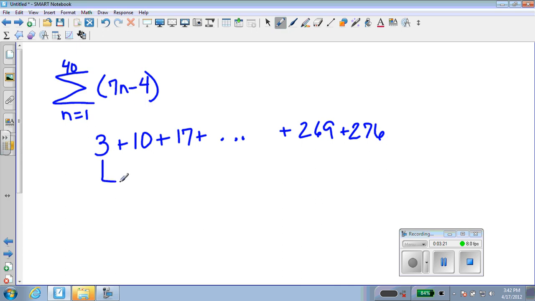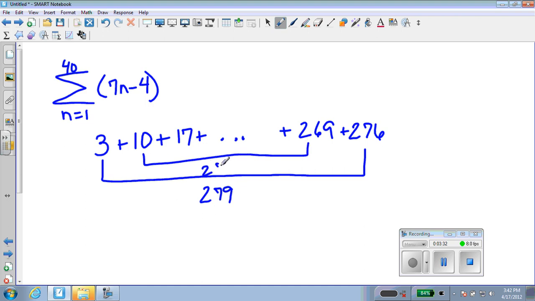And if we try Carl Gauss's trick, 3 plus 276 is 279. 10 plus 269 is 279. Indeed, it's happening. These terms are going up by 7. These terms are coming down by 7. So we're going to get a common sum of 279. And we would have listed 40 numbers, 40 terms. So there are 20 pairs of 279, which is 5,580. So we have our sum.